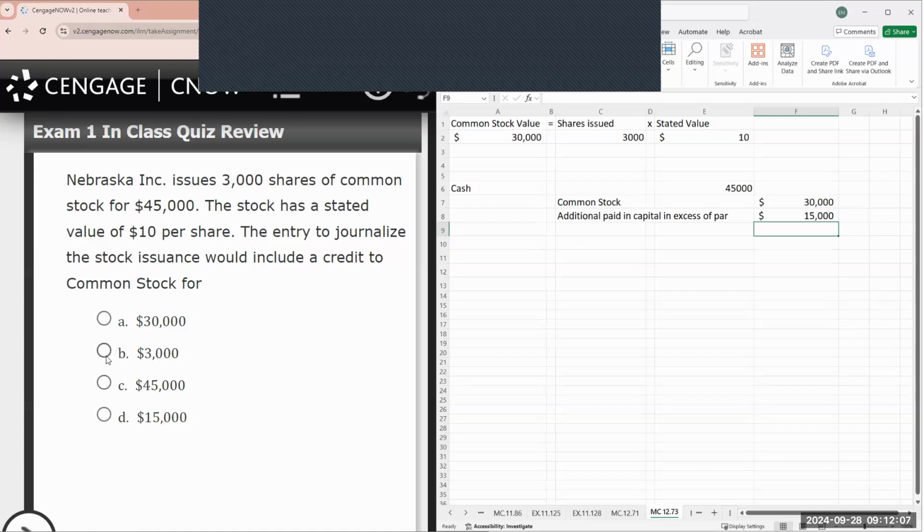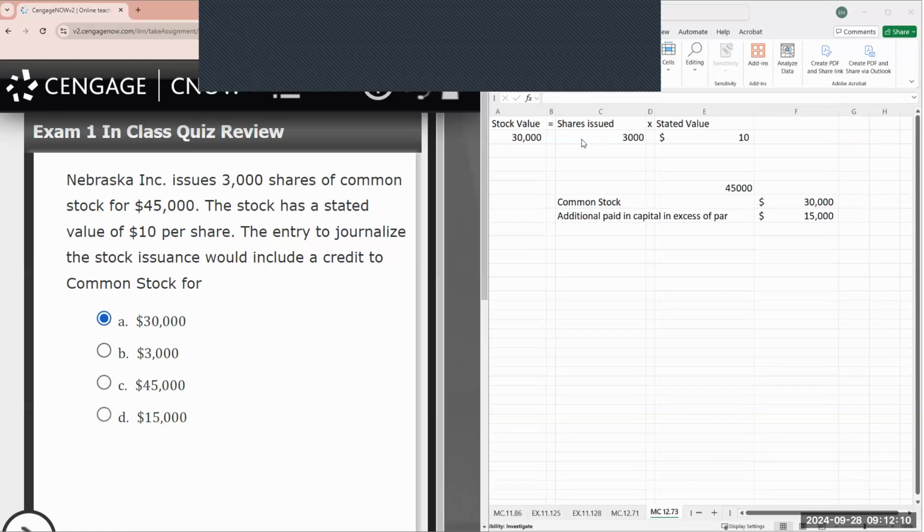So the correct answer is 30,000. The shares issued, 3,000 multiplied by the stated value of $10.